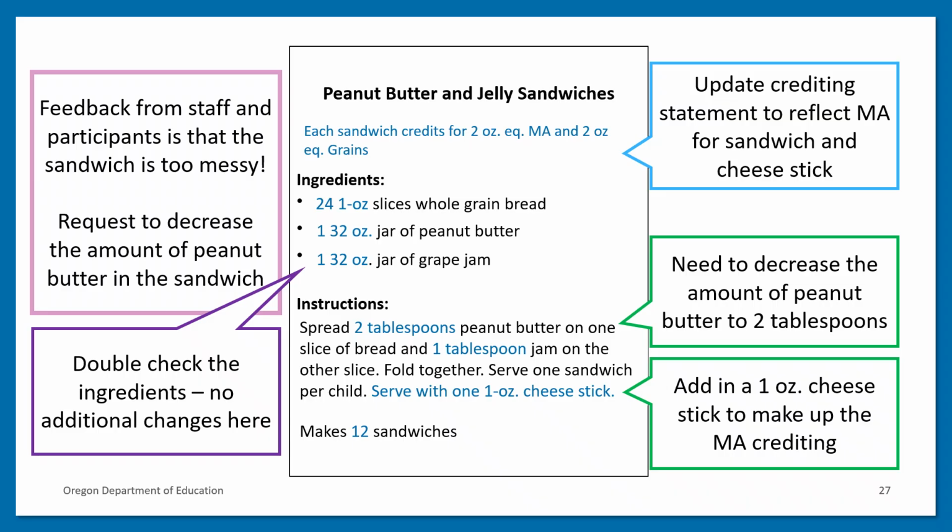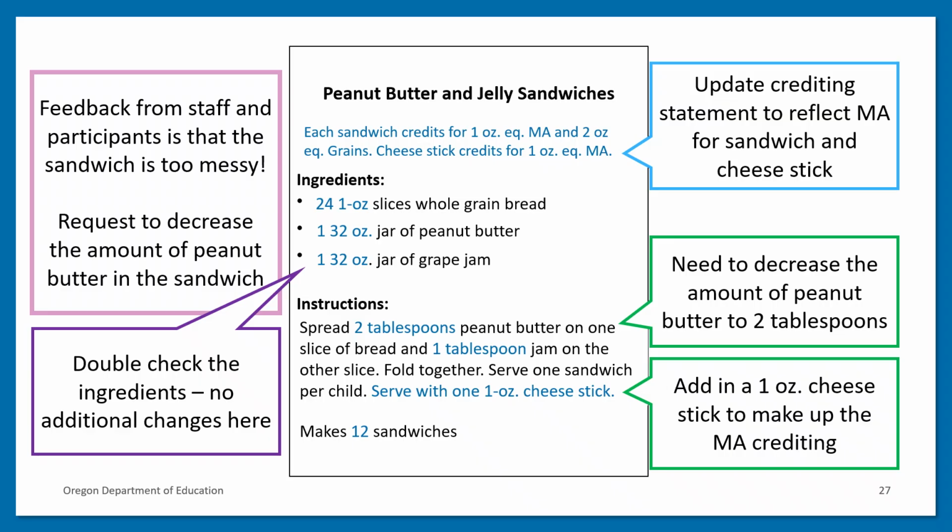Now you are ready to update your crediting statement to reflect the changes to your sandwich and the addition of the cheese stick. You update the crediting statement so that each sandwich credits for 1 ounce equivalent meat alternate and 2 ounce equivalents grain, and you add in that the cheese stick credits for 1 ounce equivalent meat alternate. If you are wondering whether the cheese stick needs to be added to this standardized recipe, it does not. After all, you can serve the peanut butter and jelly sandwich with other meat or meat alternates, and for some age groups, 1 ounce meat alternate is enough to meet portion size requirements.